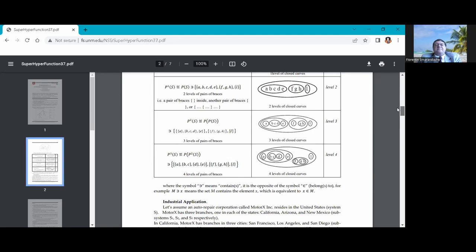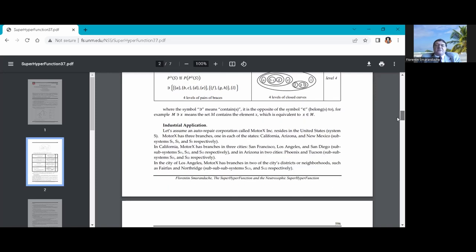Then we have here the subsystems A, B, C, D, and then F, G, H. So this is one subsystem, this is the second subsystem, and this is the third. And then again, the first subsystem is split into subsystems and so on, up to here. So this is the way we try to represent our everyday life.